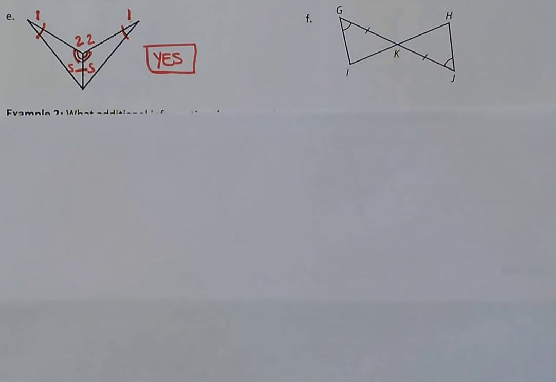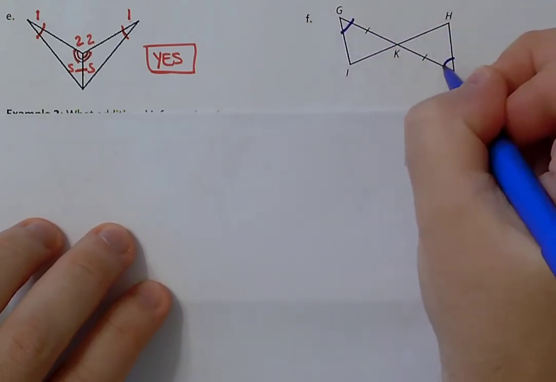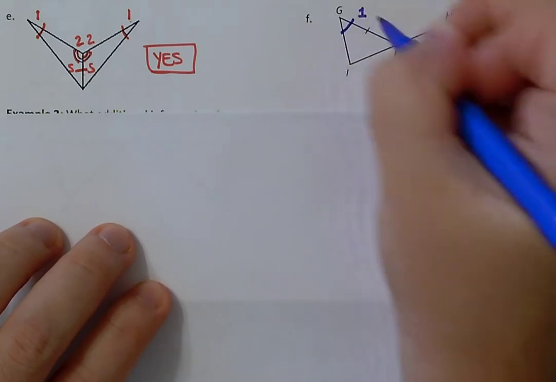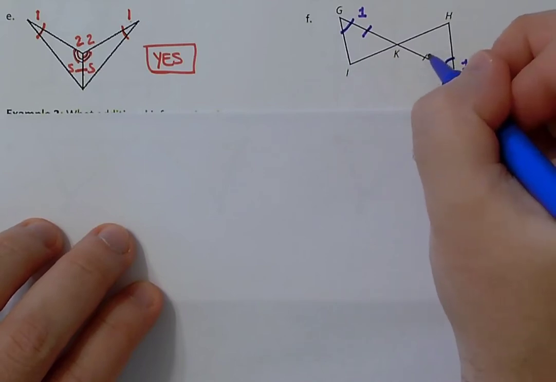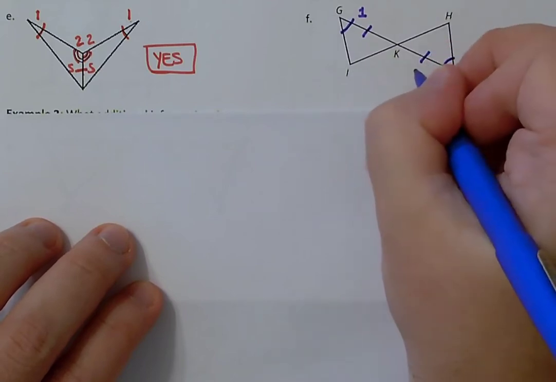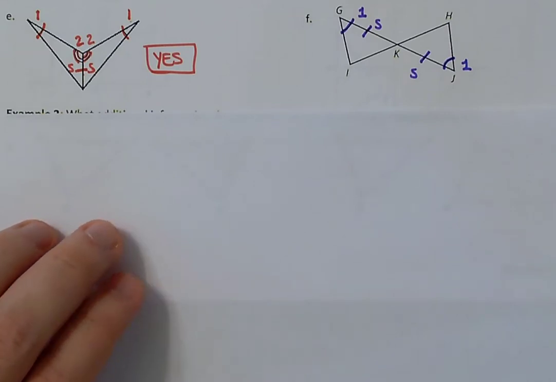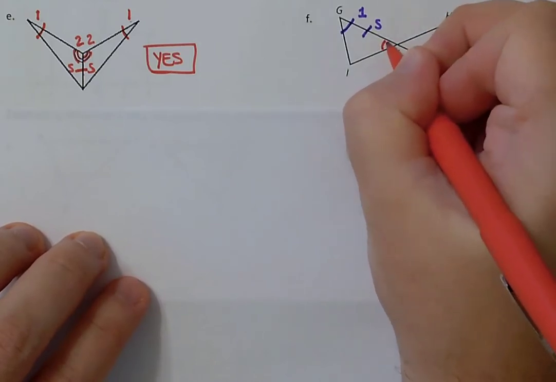All right, last one for part F. They tell me that angle G is congruent to angle J, so that's my first angle. The other thing they tell me is that the side GK is congruent to the side JK, so I now have my side. So I need to identify a second angle. My second angle is actually going to come from right here.